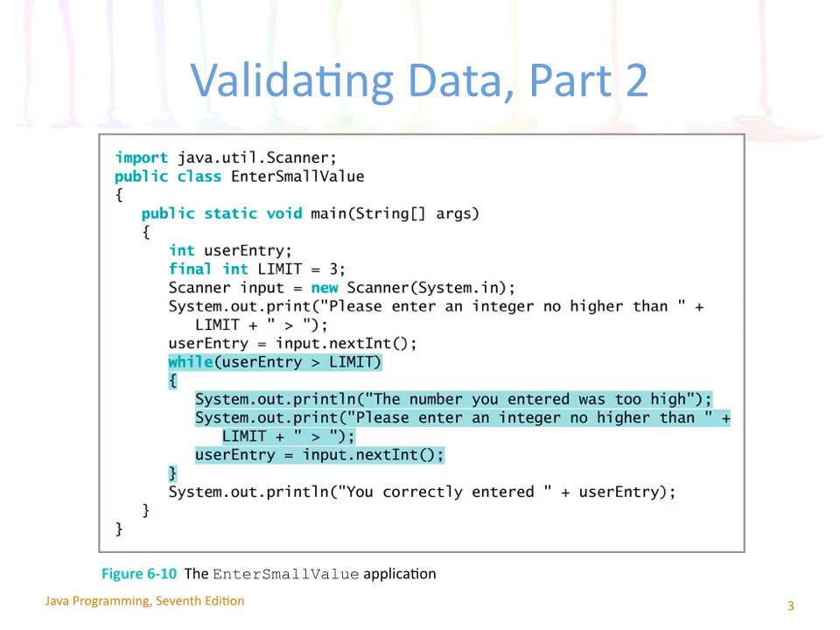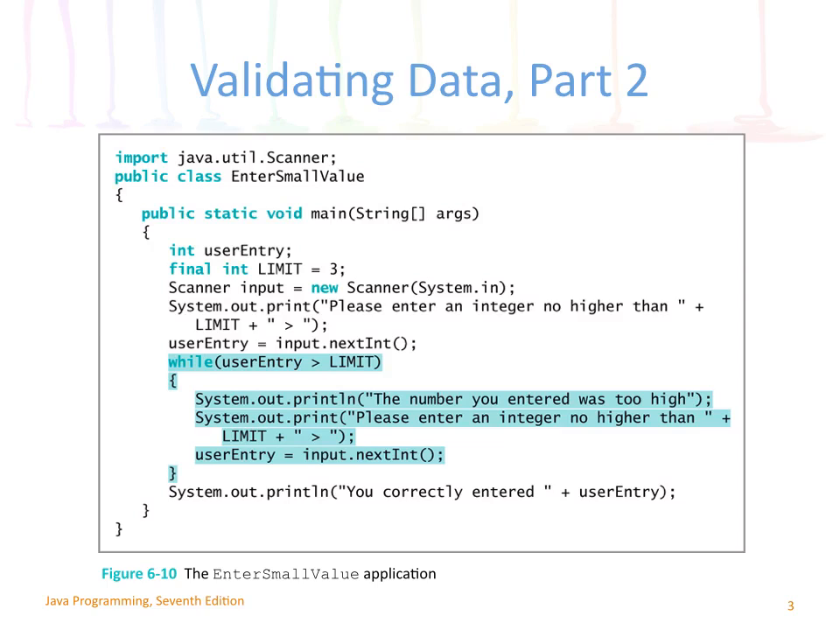Here's an example. So if we say user entry equals input.nextInt, we're putting an initial value into that variable user entry before we test it. And then we say while user entry is greater than limit. So when the user enters a number that's over the limit, then we say, nah, it was too high, you got to try that again. And then we say user entry equals input.nextInt. And that's our update of that field.